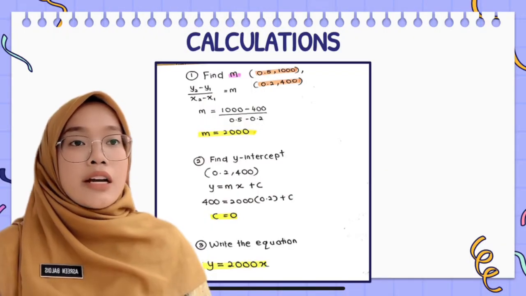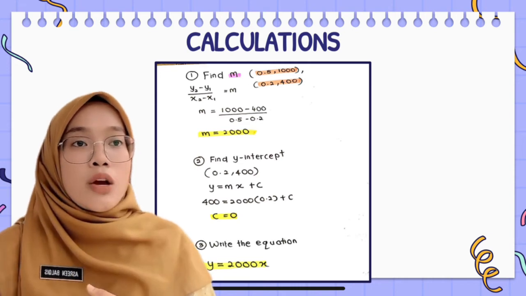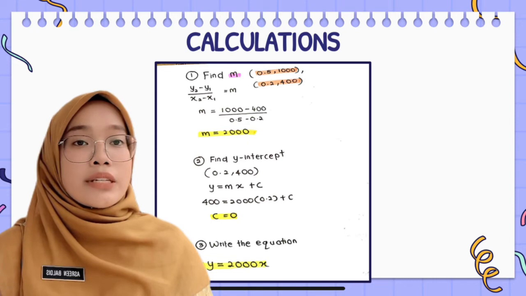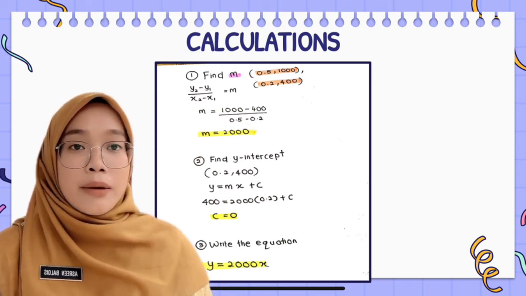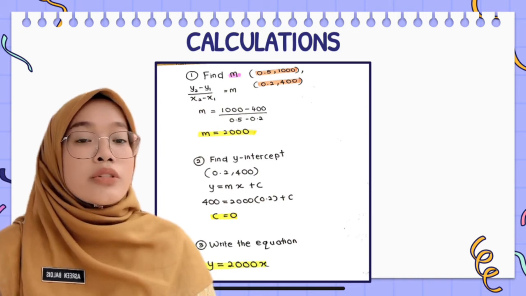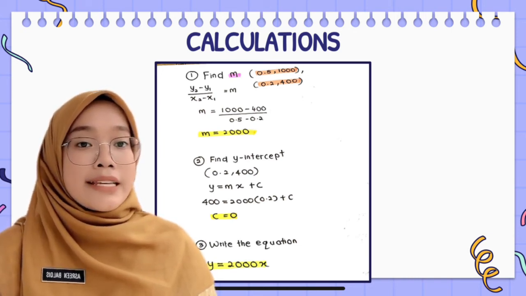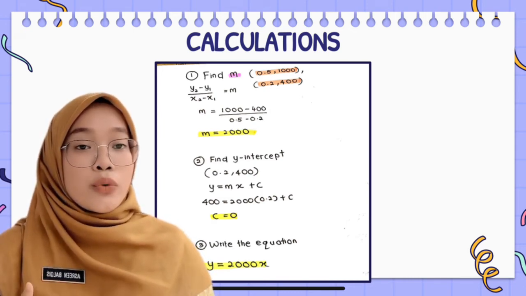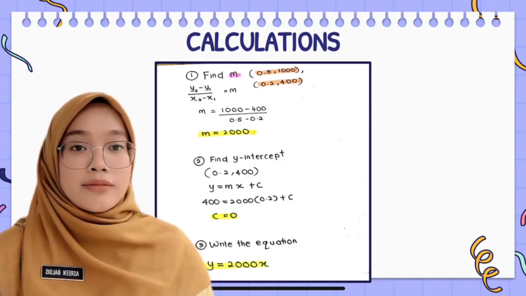So, these are the calculations to find the linear equation. From this, we can get the linear equation, which is y equals 2000x. How to find it? First of all, we need to find the m. M is equal to 2000, and we need to find the y-intercept, which is c, and c is 0. So, we can get the actual linear equation from the straight line that has been plotted.